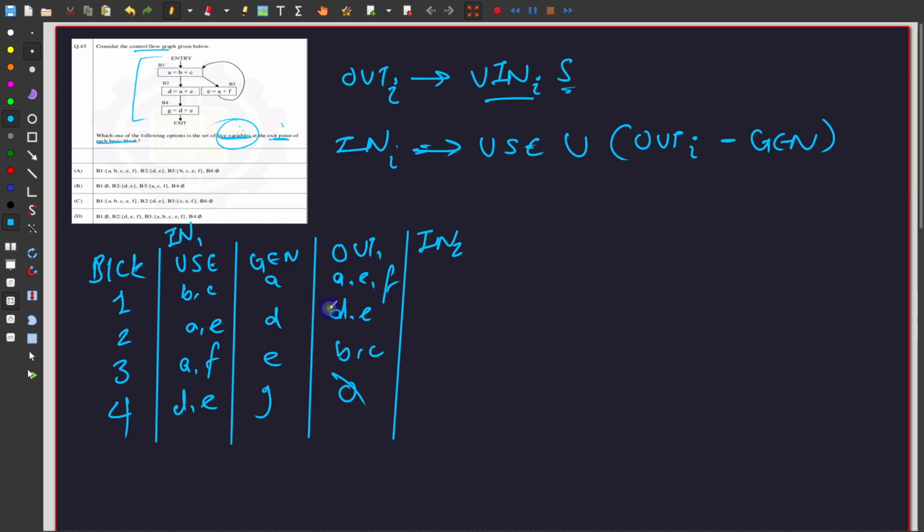Now the second in iteration. What has to happen here is we have to subtract gen from out. So AEF minus A is EF, and EF union BC is BCEF.